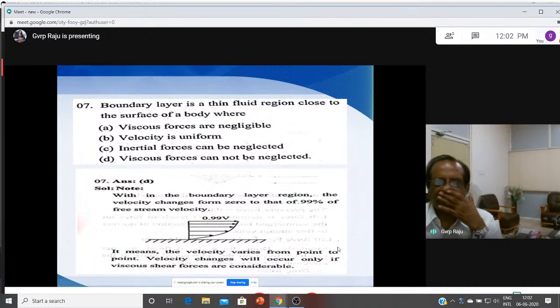The boundary layer is a thin fluid region close to the surface of the body where viscous forces cannot be neglected. So the answer is D here. You cannot neglect the viscous force.